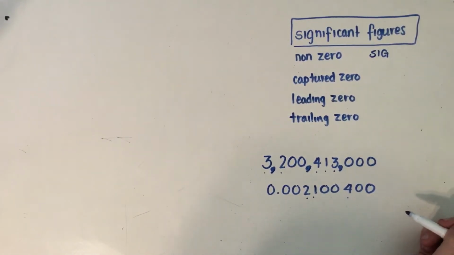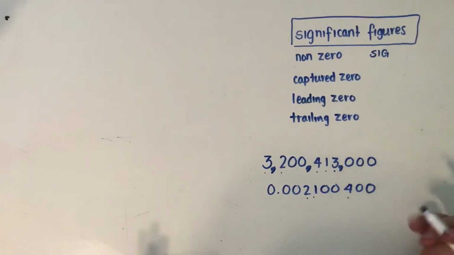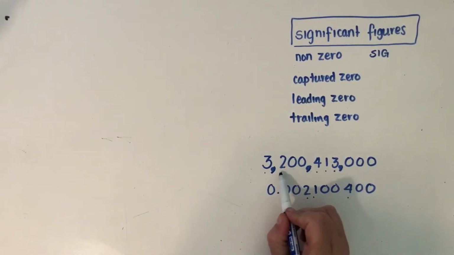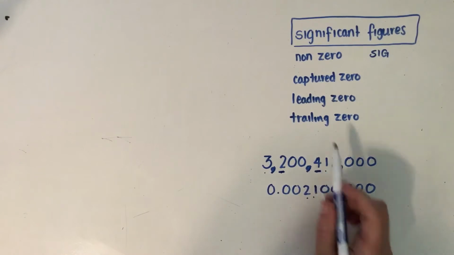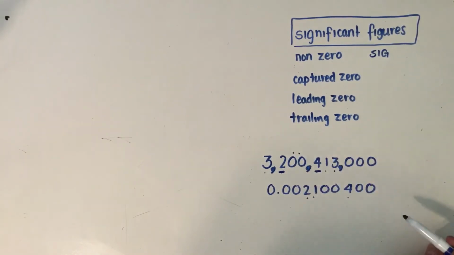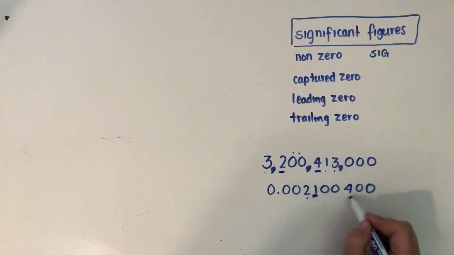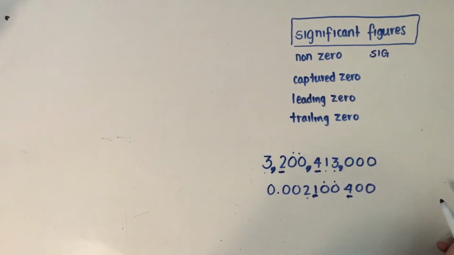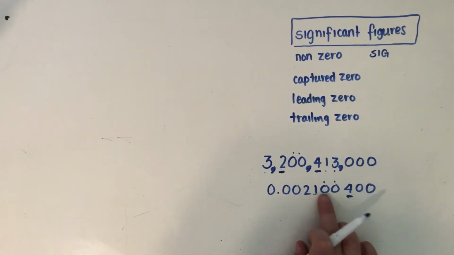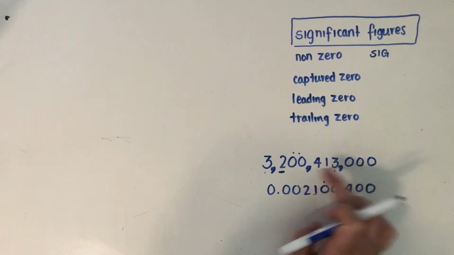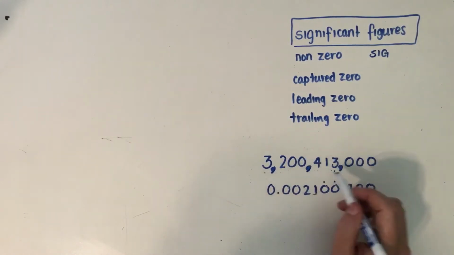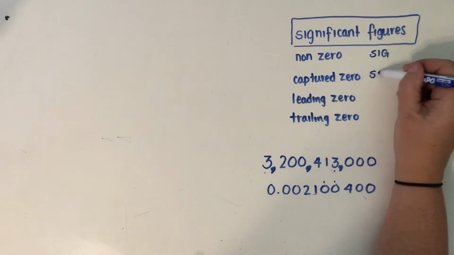Similarly, captured zeros are zeros that are between two non-zero numbers. So like we had a 2 here, we had a 4 here. Both of these zeros are captured. Or we have a 1 here and a 4 here. Both of these zeros are captured. You can only capture or trap zeros using non-zero numbers. You can't capture with a decimal. You can't capture with a comma. It has to be non-zero numbers. But anytime you have zeros that are between two numbers that are not zeros, they are captured and they are also significant.